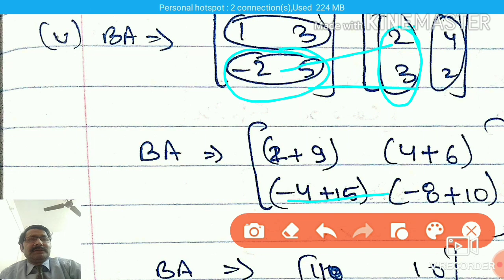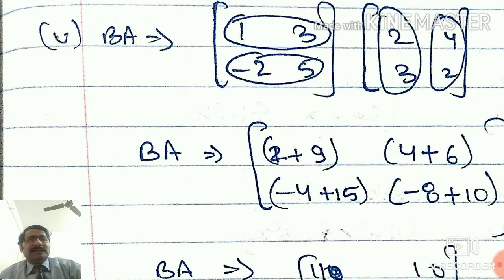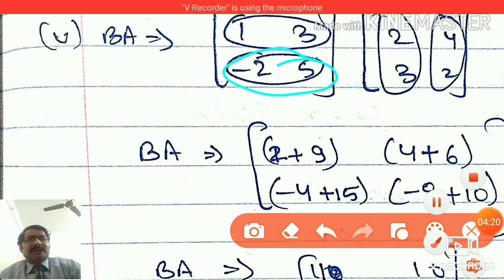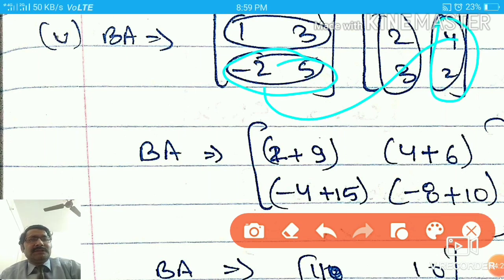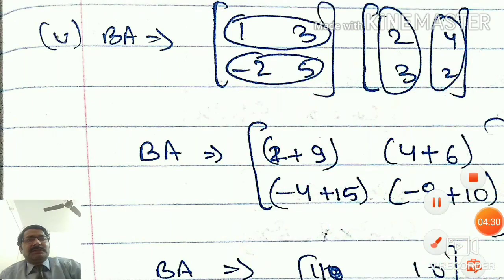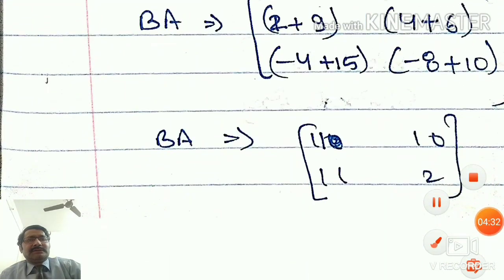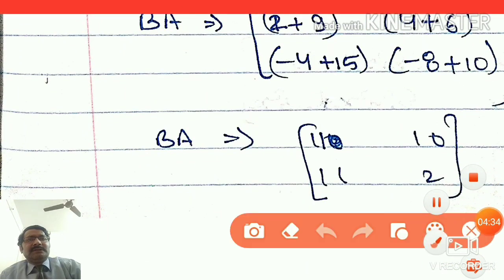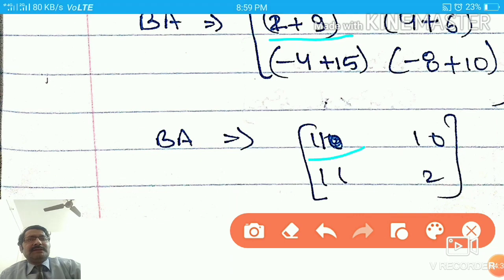Next, in the same way, you multiply the second row by the second column elements. So minus 2 into 4 gives minus 8, and 5 into 2 is 10. Now you solve this and you will get your answer: 2 plus 9 is 11, 4 plus 6 is 10, minus 4 plus 15 is 11, minus 8 plus 10 is 2.